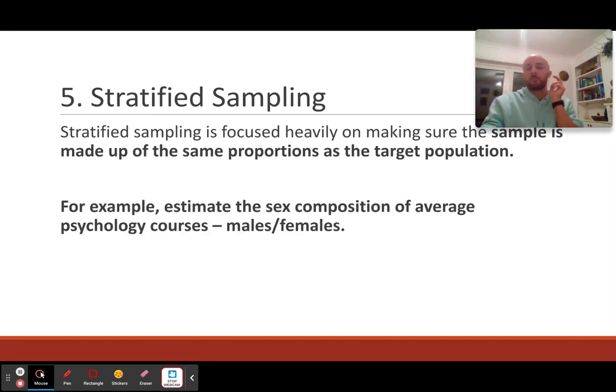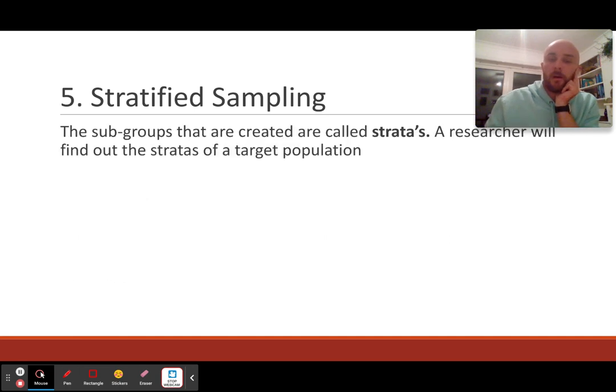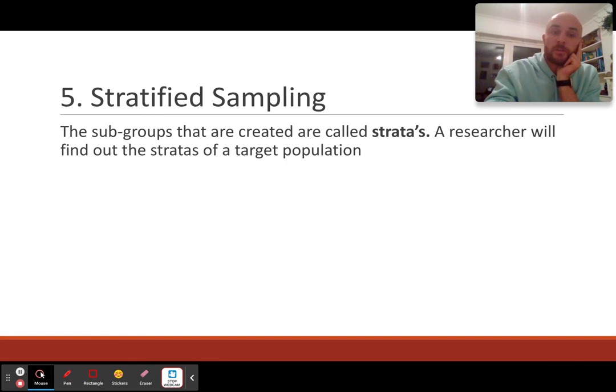So essentially what you're doing is finding out what your strata are. That's your subgroups. What are the proportions of your target population? And that's something a researcher will actually try. A researcher will try to find out the strata of a target population.